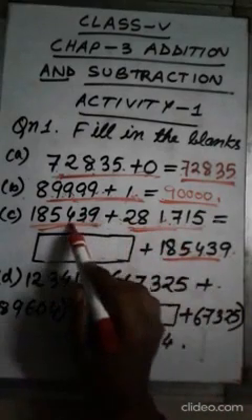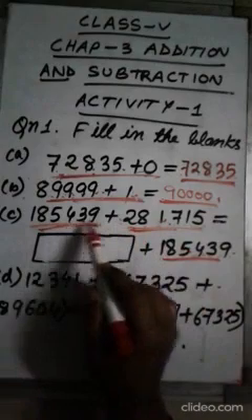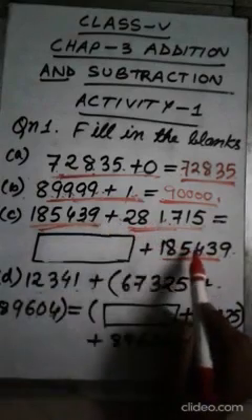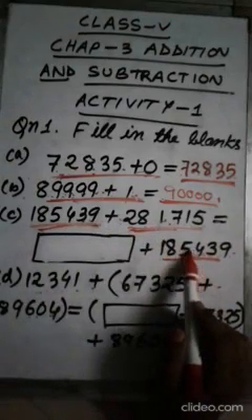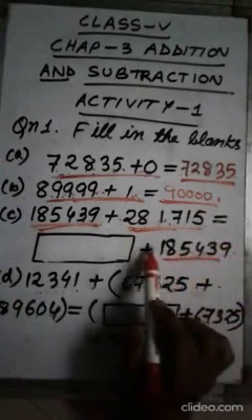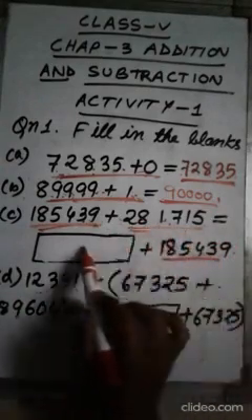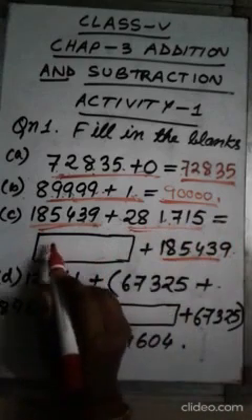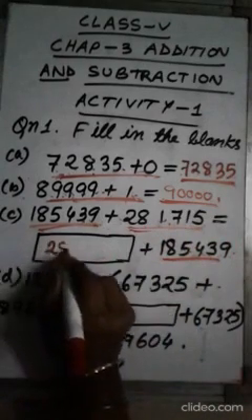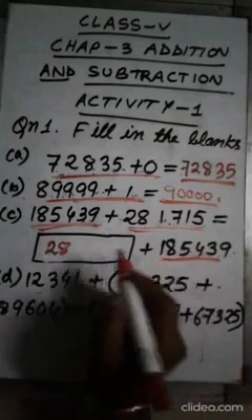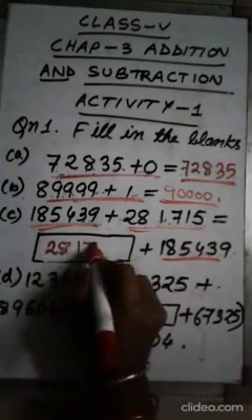So if we add these two numbers, here also to get the same value we have to add the same number. So in the blank space it will be 281715.